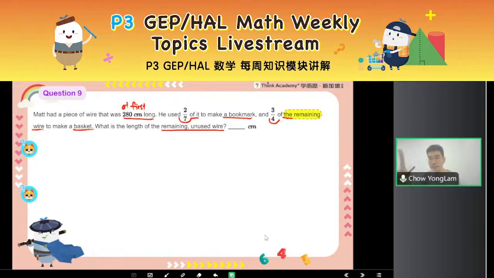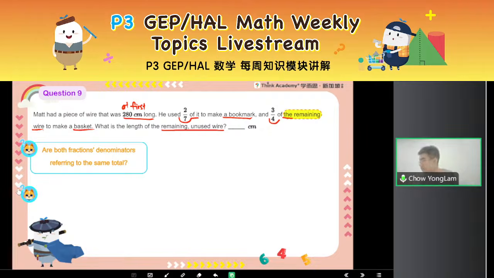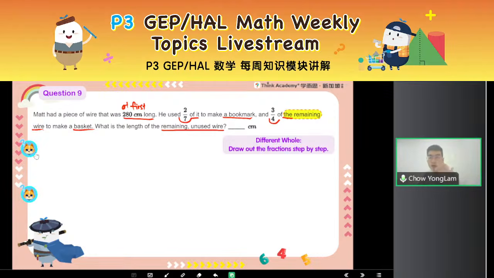So same thing. Since you see the word remaining, do you think the two fractions are taken from the same total? 2/7 of the total, 3/4 of the total. Is it? No, they are not taken from the same total. So we draw out the fractions step by step. Follow the story. First, 2/7 of the total. So you first draw out the model, split it into how many units?